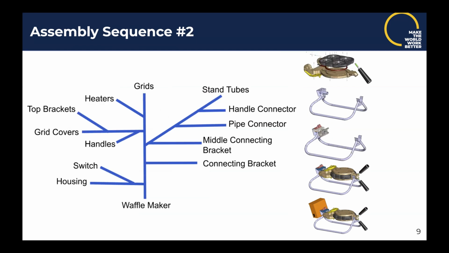For the second assembly sequence, we start with the waffle grids and then add on the heaters, covers, and handles. Next, we add the stand tube subassembly with its connectors and brackets, and finally, we add the housing to finish the assembly.